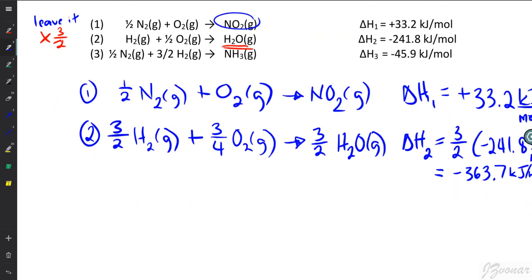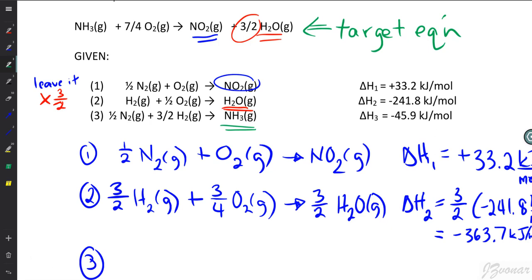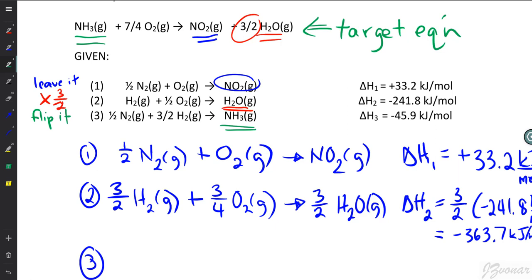All right, looking at my third equation now that was given, we look to see what is the important compound, and that is actually the ammonia. All right, so the NH3. Well, notice that the NH3 in my given equation is a product, while in my target it is part of the reactants. So for this last equation, I need to flip it. The coefficients are good, so I don't need to do any multiplying. I'm going to flip it or reverse it.